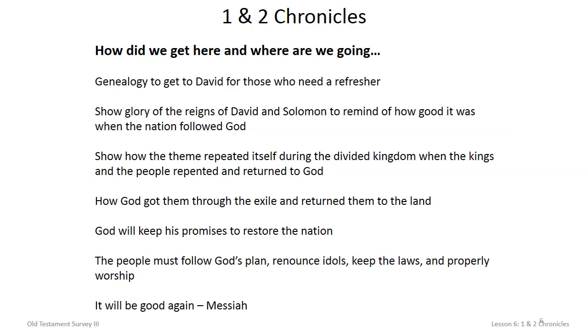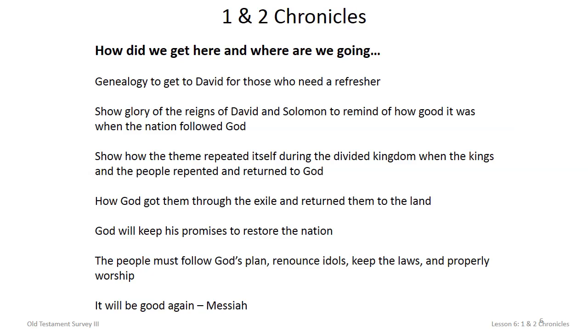So they start off with the genealogy, just to show how we got here, all the way from Adam up through David, and then continuing on into Solomon, and then all the kings of the divided kingdom, just so that people would say, yes, this is our history, this is our tradition, this is the path that God had for our nation from the moment that we were picked out. And of course, they want to show the glory of the reigns of David and Solomon, to remind you of how good it was when the nation followed God.